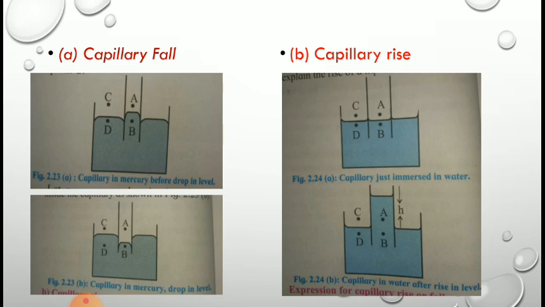So capillary fall or capillary rise depends upon the shape of the liquid surface inside the capillary tube. If the shape of the liquid surface is upper convex, then liquid level will fall. And if the shape of liquid surface in capillary is upper concave, then the liquid will rise inside the capillary.